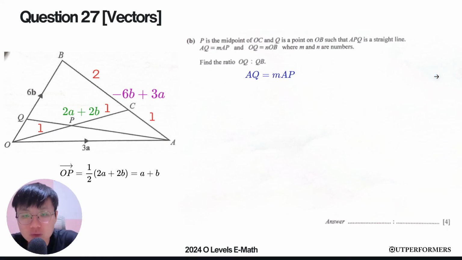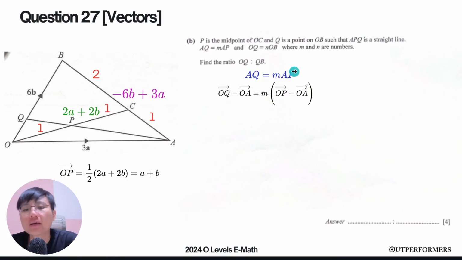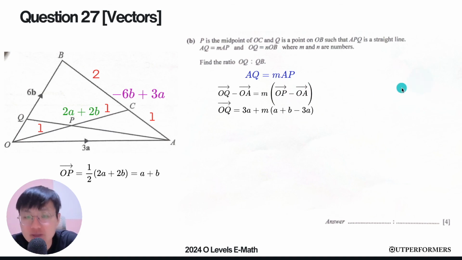Right now, we're going to take a look at this AQ equals to M AP first. And this can be simplified further into OQ minus OA. Okay, our standard vector subtraction. And AP can also be changed to OP minus OA. Why do we want to do that? Because we do have the value of OA and OP here. So I'll be able to first change this to 3A and shift it to the right hand side. That's why I have this term here. And change OP to A plus B, and of course OA to 3A right here.